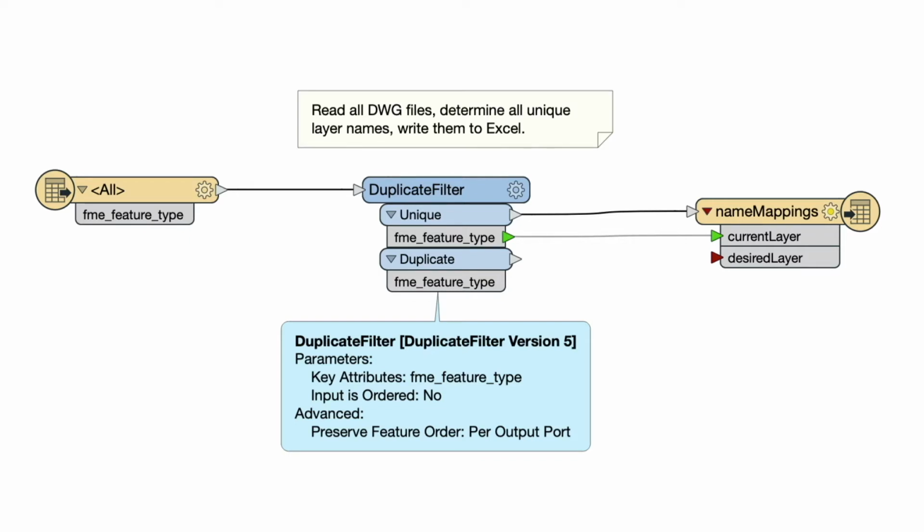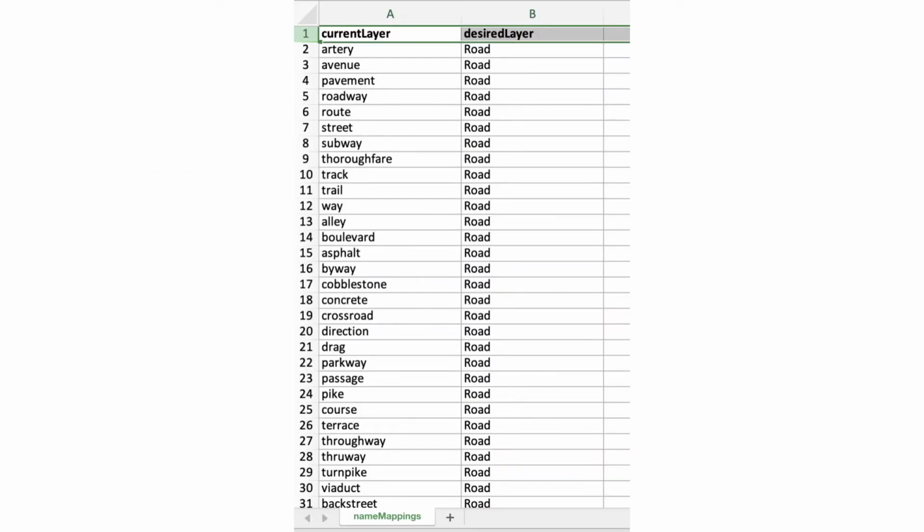So we're going to use Excel as kind of our stopping point. So here's a CAD to Excel translation. Of course, we're throwing away all the geometry, and all we're getting is a list of all the unique layer names. And here we go, looking at it in Excel. The current layers are all these different things, and I've called them all road on the way out.